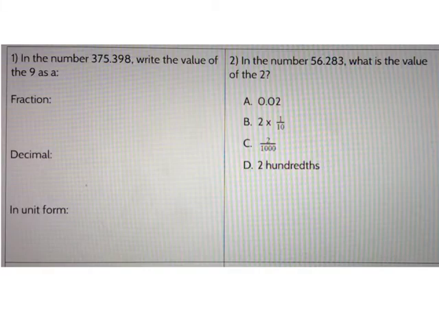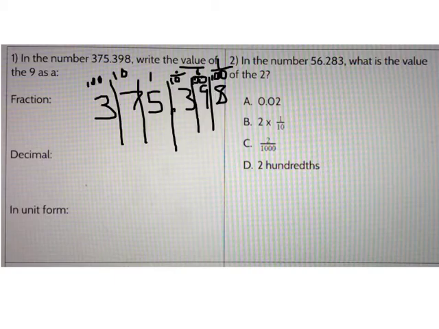Let's start with a do now. Look at question number 1. In the number 375 and 398 thousandths, write the value of the 9 as a fraction, decimal, and in unit form. Go ahead and put your number into a place value chart. Once you've done that, answer, what place is the 9 in?